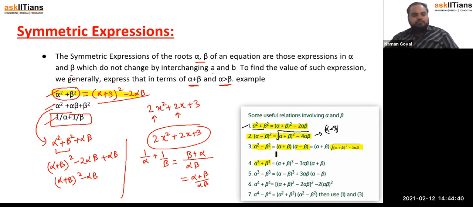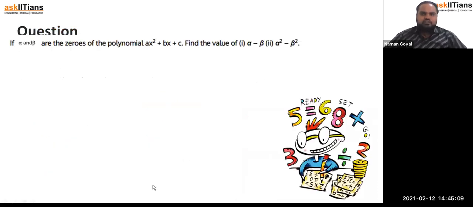Same for alpha cube plus beta cube. For alpha cube plus beta cube, we can use the concept of a cube plus b cube. What is a cube plus b cube? a plus b whole cube minus 3 alpha beta into alpha plus beta. And same for alpha cube minus beta cube is this. Same, alpha power 4 plus beta power 4 we can do that, and alpha power 4 minus beta power 4 we can do that. Now there is a question we have to do. Now listen how we do this.